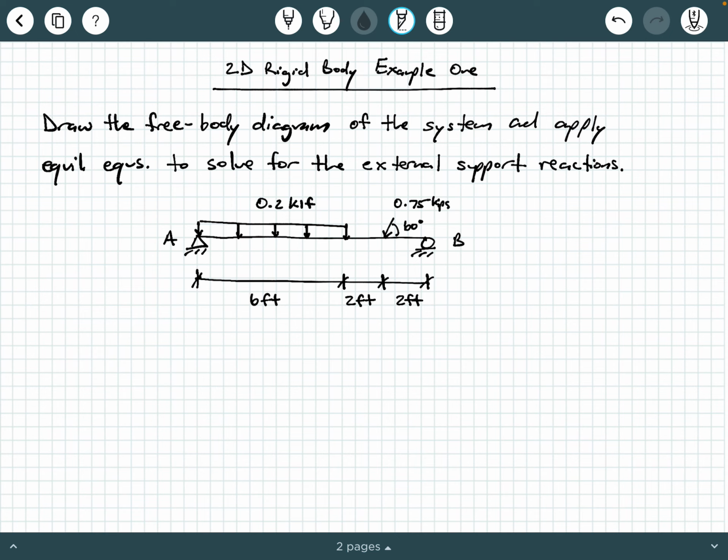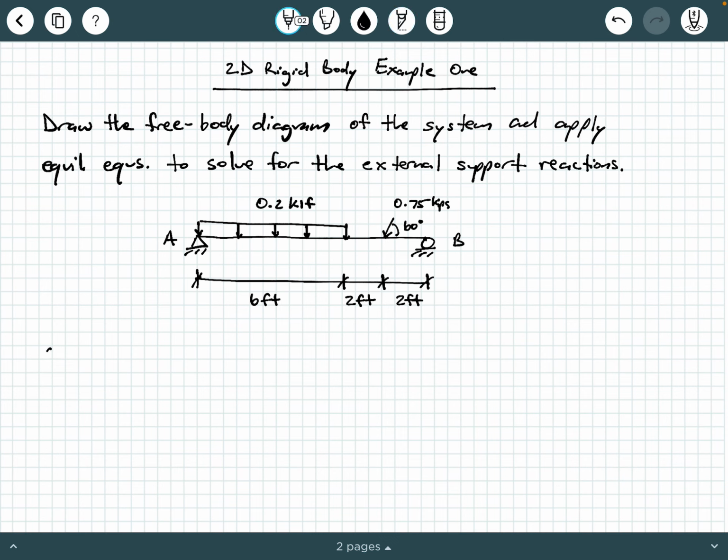2 feet to the right of the ending of that uniform load, we have a 0.75 kip point load that is at a 60-degree angle from a horizontal reference axis, okay? So as we get started tackling this problem, you need to write everything down. Remember, math and engineering is not a spectator sport. You got to participate by writing down neat and organized notes. So let's go ahead and get started.